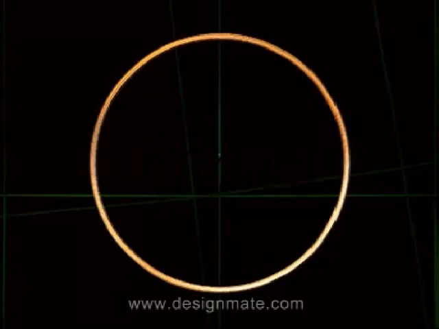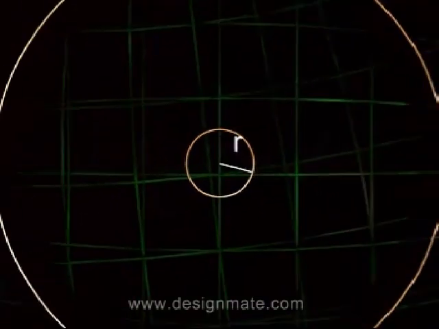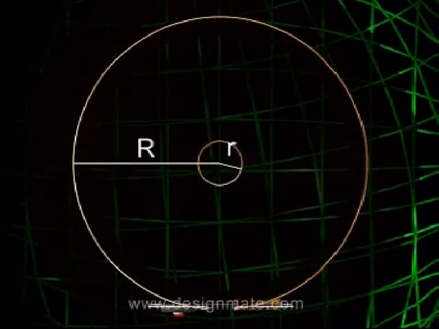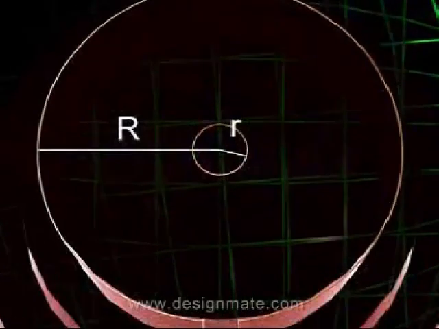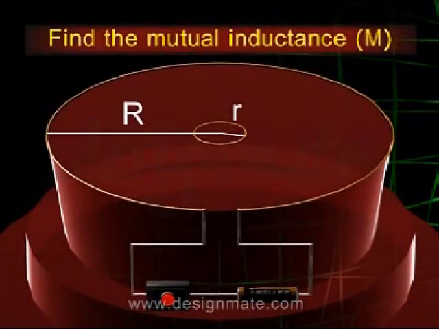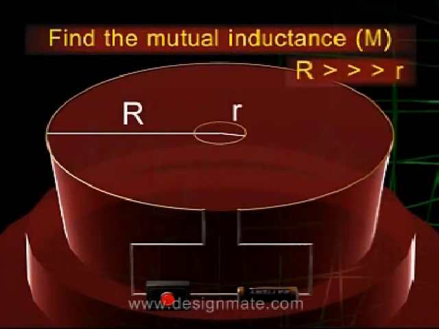A conducting loop of radius r is placed concentric with another loop of a much larger radius R, so that both the loops are coplanar. Find the mutual inductance of the system of the two loops. Take R is greater than r.